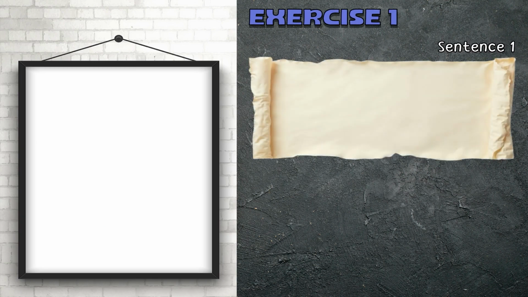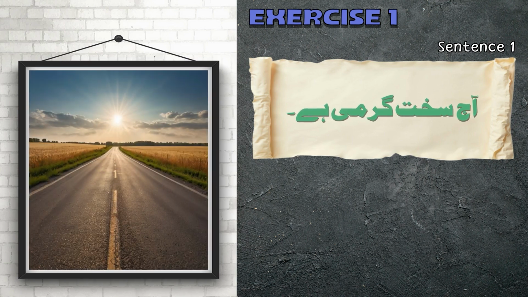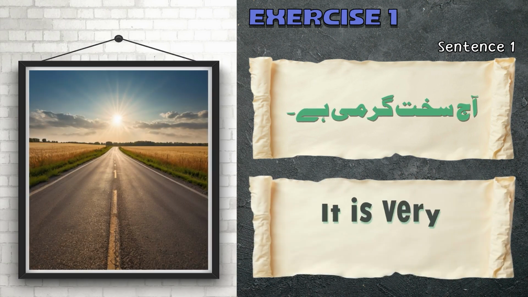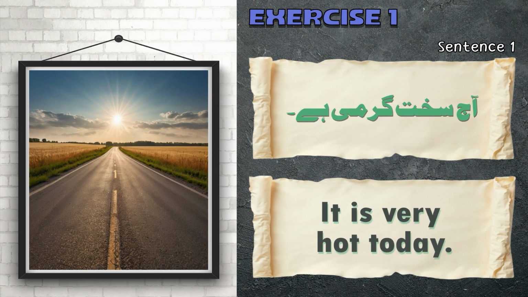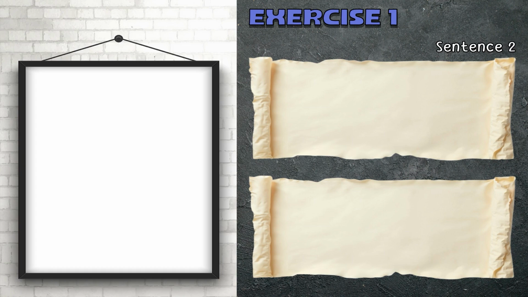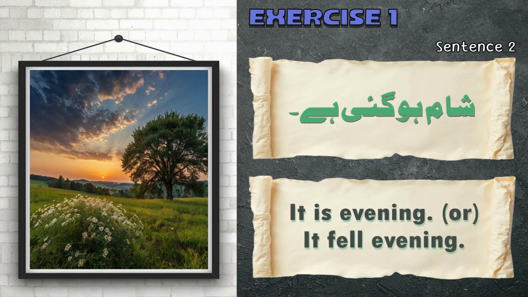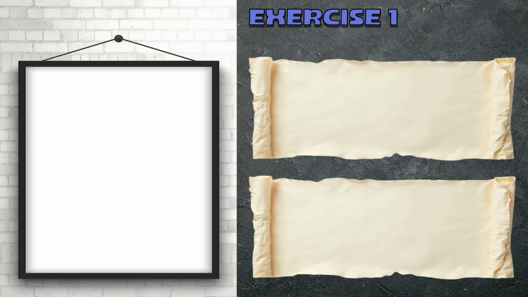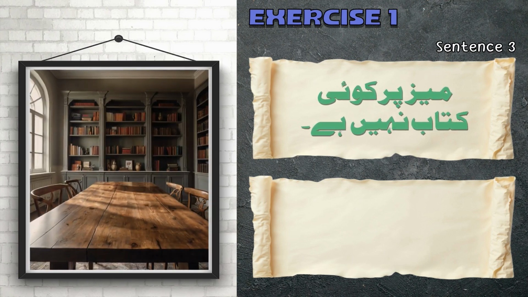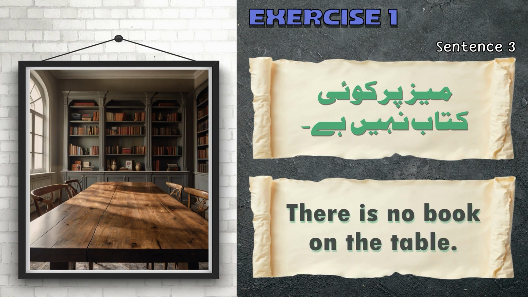Sentence 1. आज सख्त गर्मी है. It is very hot today. Sentence 2. शाम हो गई है. It is evening, or it fell evening. Sentence 3. मेज पर कोई किताब नहीं है. There is no book on the table.